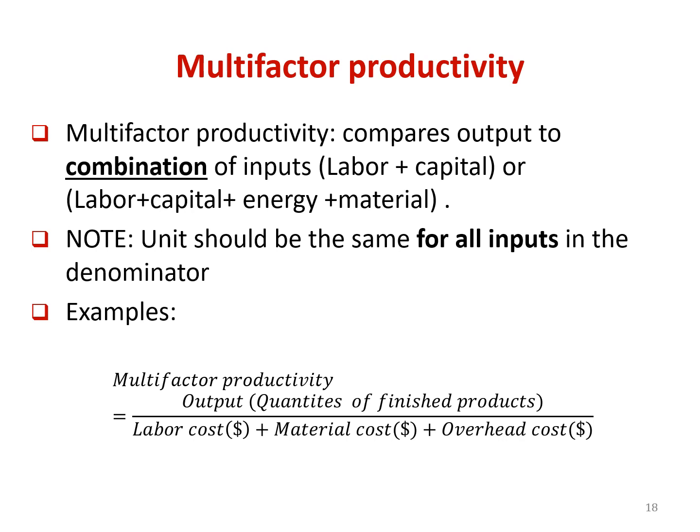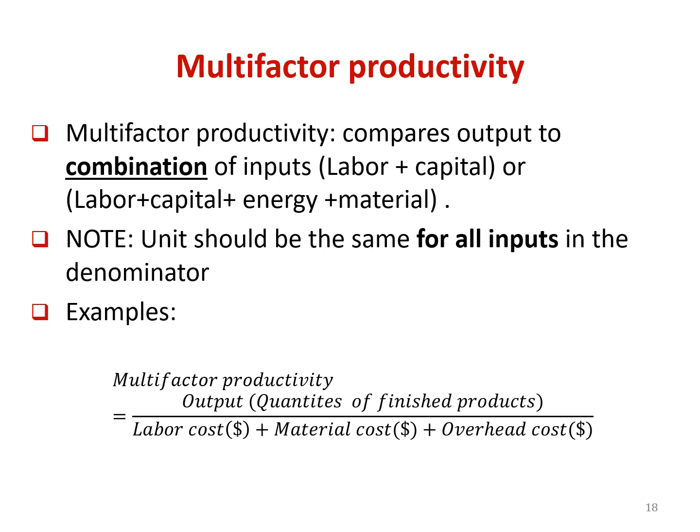Whichever combination we use, we must make sure that all the inputs in the denominator have the same unit. For example, here is the formula for multi-factor productivity, calculated based on the output, the quantities of the finished product, over labor, material and overhead cost. All the resources in the denominator have the same unit. It is calculated in cost: labor cost, material cost, overhead cost. So all the inputs have the same units.